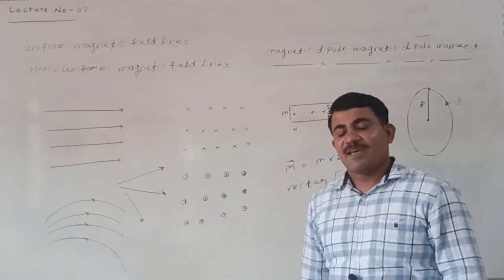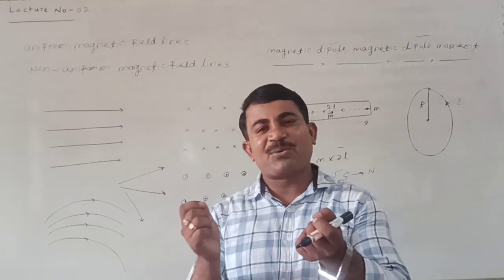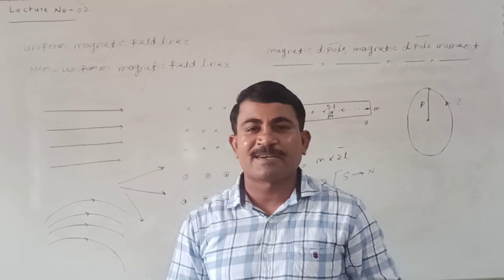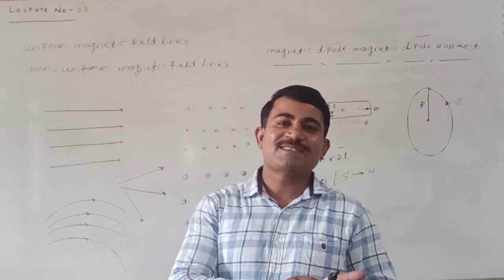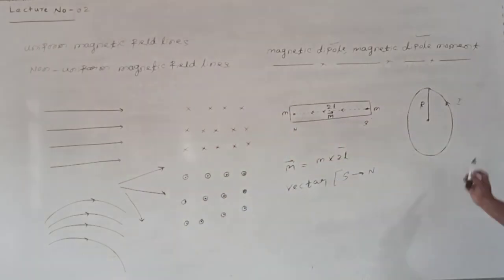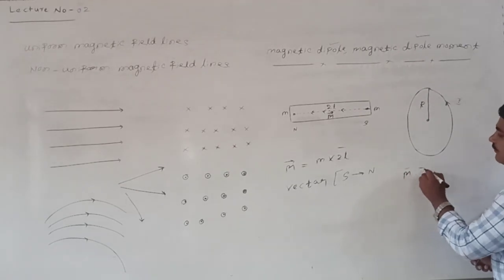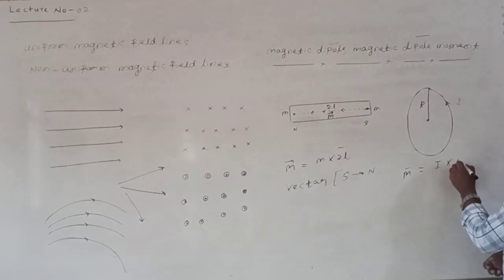Right or wrong? In the previous chapter, moving charges and magnetism, we have learned how to define magnetic dipole moment. We have learned the concept of an atom as a magnetic dipole moment. In this case, how to define magnetic dipole moment? Students, in the case of a current carrying coil, magnetic dipole moment can be defined as the product of current and surface area of the coil.